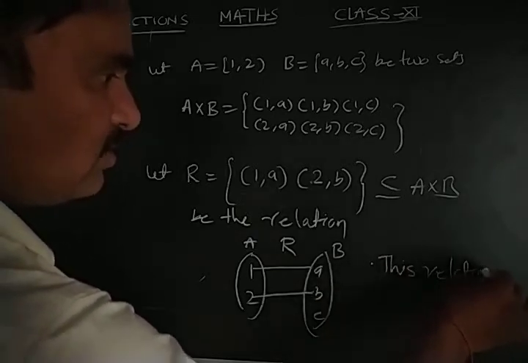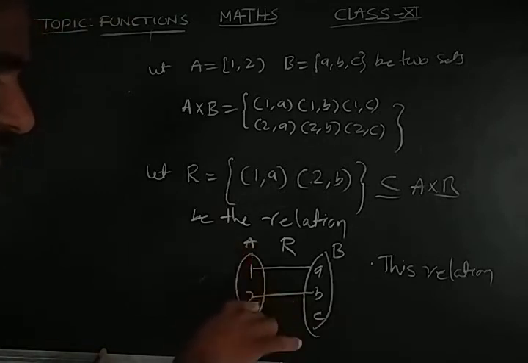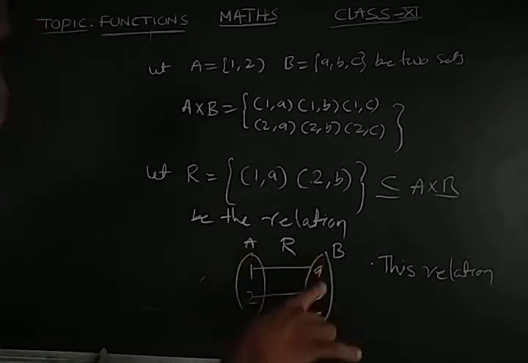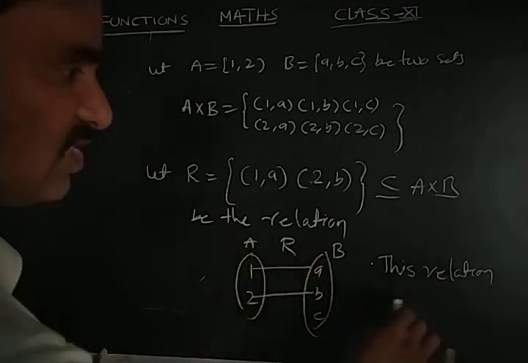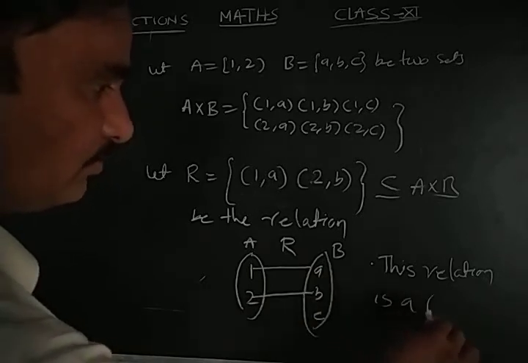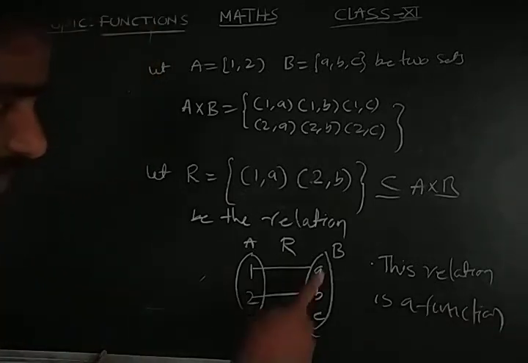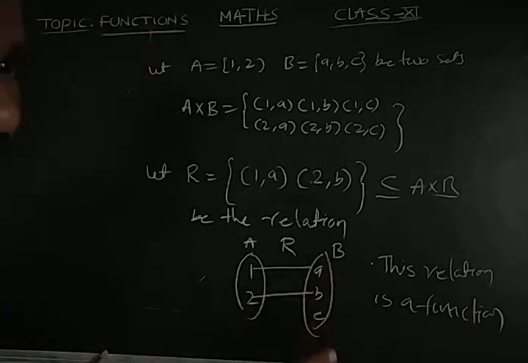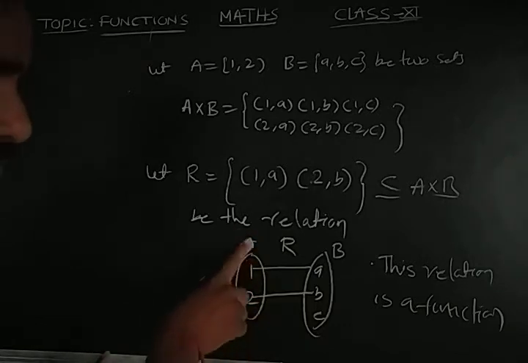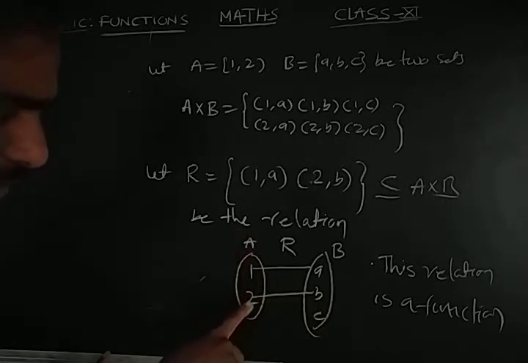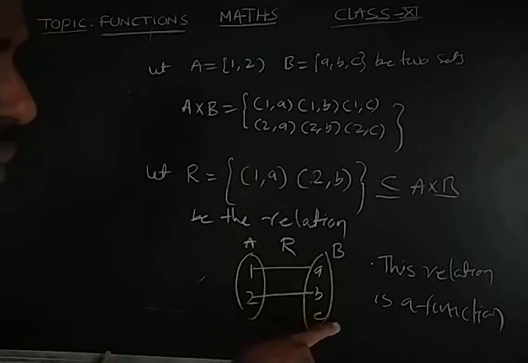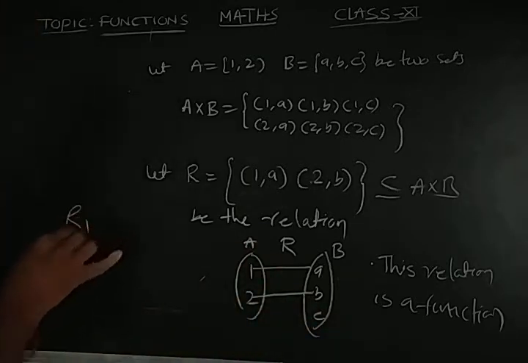Why is it a function? Because every element of domain has a unique image. See here, in the codomain we left c, no problem. But in the domain you should not leave any one element. If any element is not related with any element of the codomain, then it is not a function. For example, I am taking one relation.